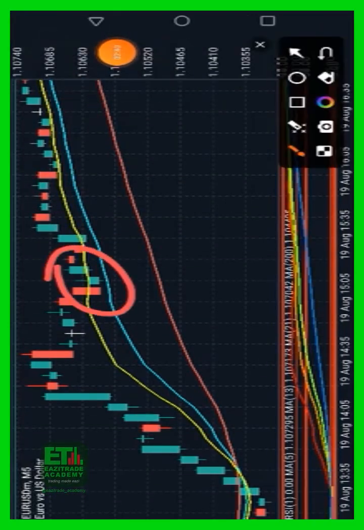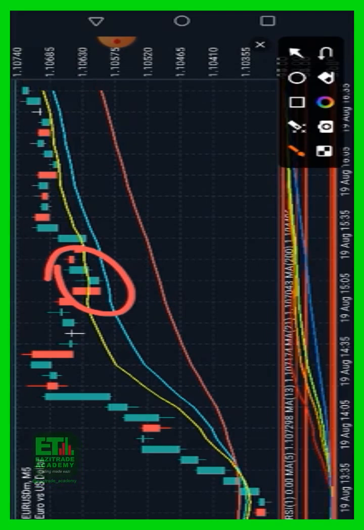A morning star comprises a bearish candlestick, a doji-like candlestick, and a bullish candlestick, which is the green. The bearish is red, and the doji could be red or green. So as we can see, that's the combination.